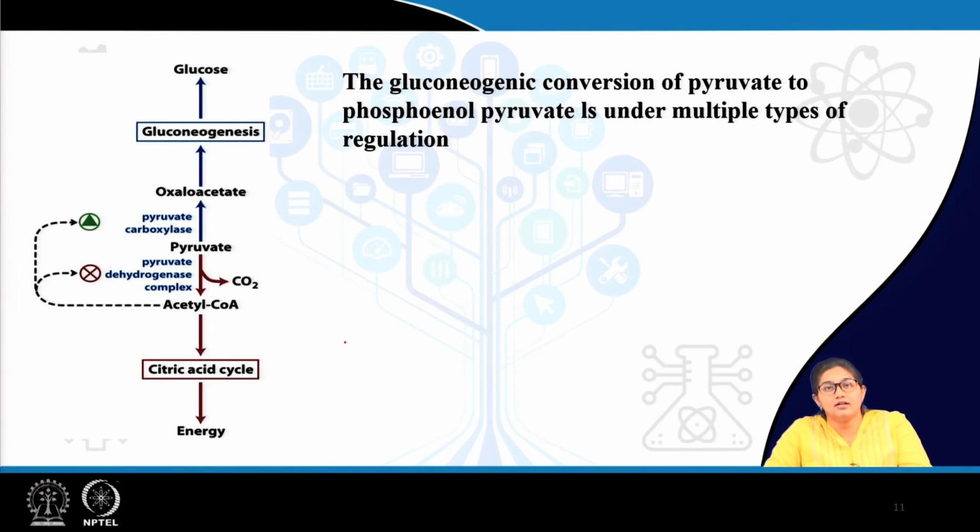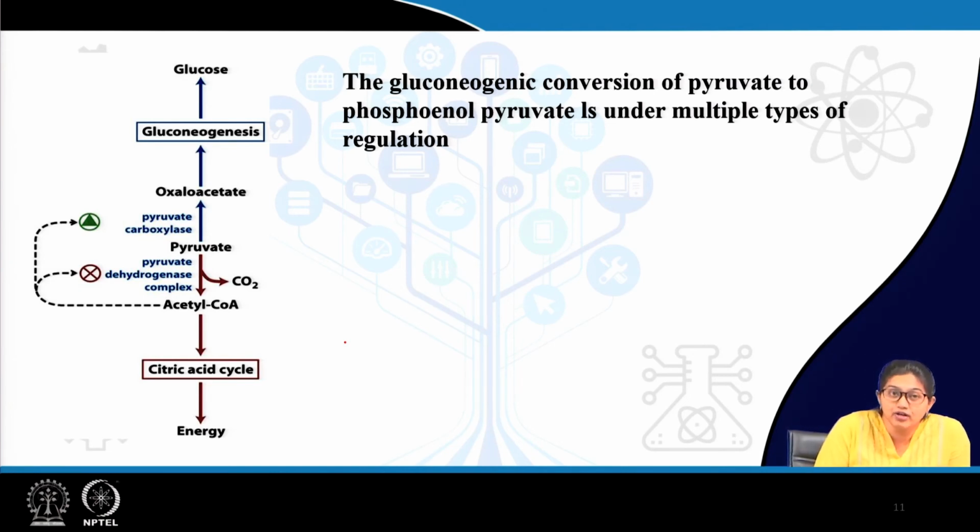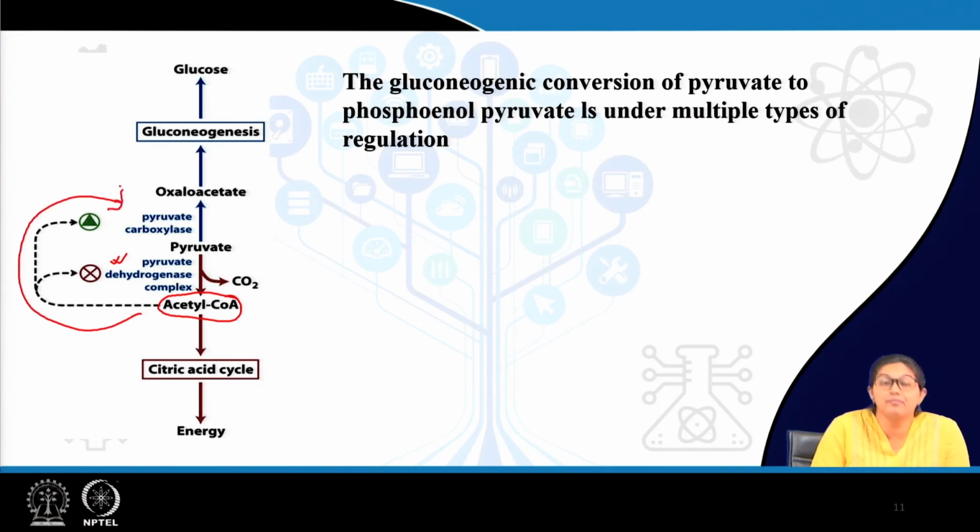Then the conversion of pyruvate to phosphoenolpyruvate is also regulated by multiple methods. One important molecule is acetyl coenzyme A. Now, acetyl coenzyme A inhibits the enzyme pyruvate dehydrogenase, which forms acetyl coenzyme A from pyruvate, and it activates the enzyme pyruvate carboxylase, which is present in gluconeogenesis and converts pyruvate to oxaloacetate.